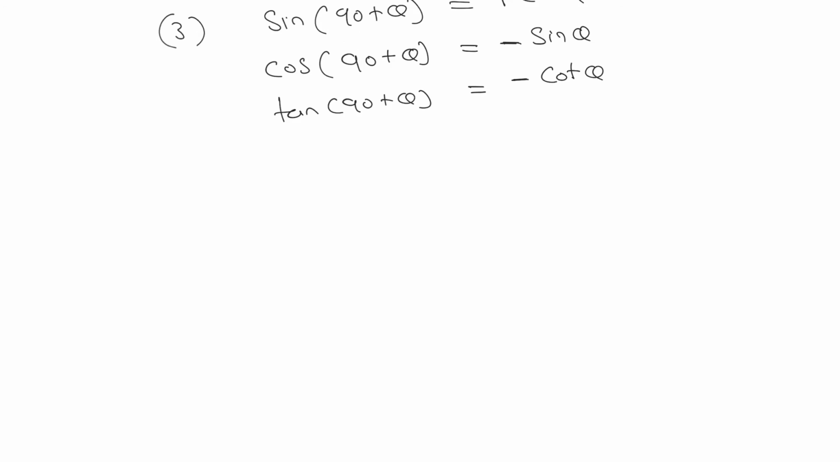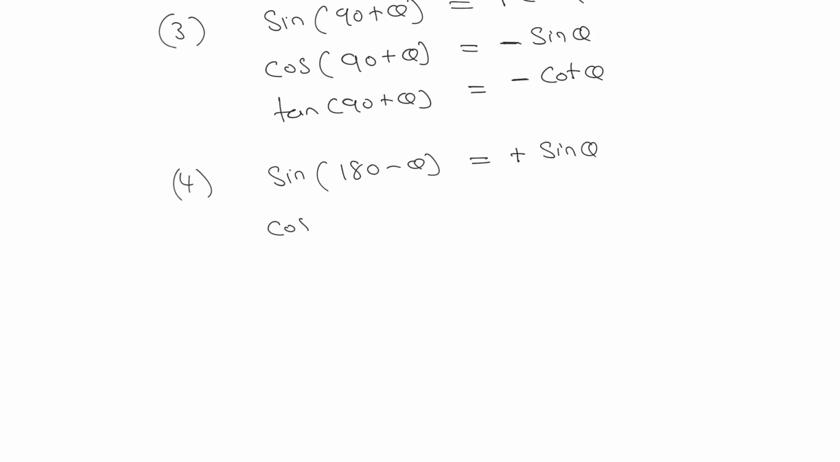Now we can write if it is sine 180 minus theta. 180 minus means it is in the second quadrant. In the second quadrant sine is positive, so it should be a positive value. And sine 180 minus theta will be equal to nothing but sine theta only.